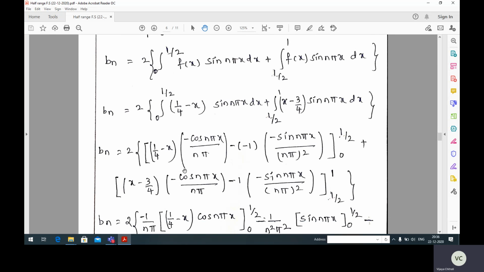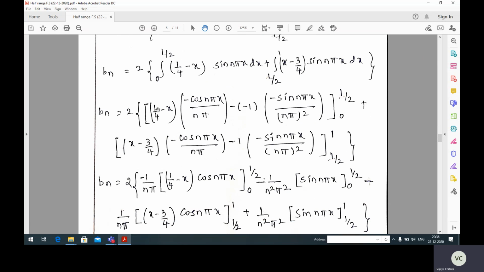Now apply Bernoulli's rule, integration by parts. This 2 is as it is, 1 by 4 minus x.